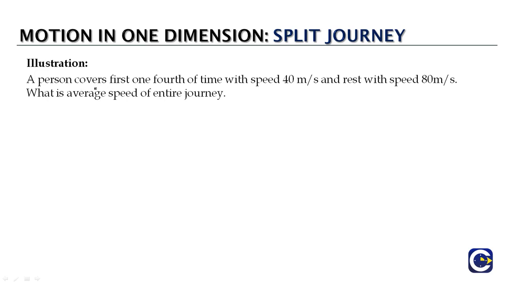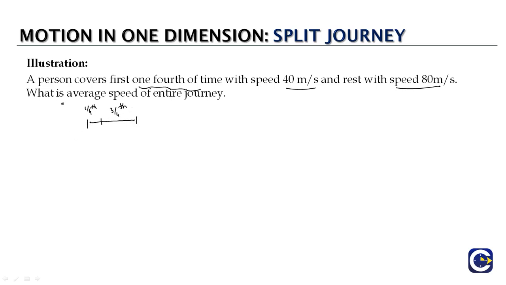Let us say, for example, we have a person who is covering the first 1/4 of the time with a speed of 40 meter per second, and the rest of the time with a speed of 80 meter per second. So we need to find the average speed for the entire journey. If the first 1/4 of the time, the remaining part will be 3/4.